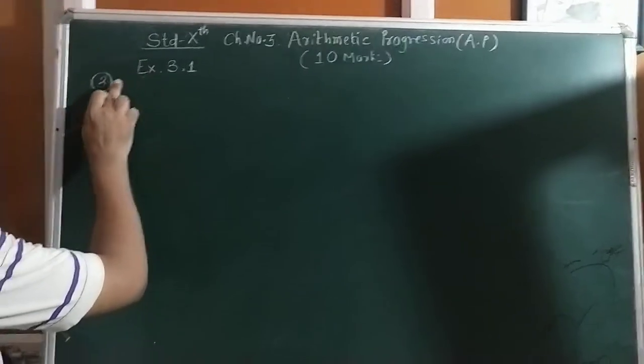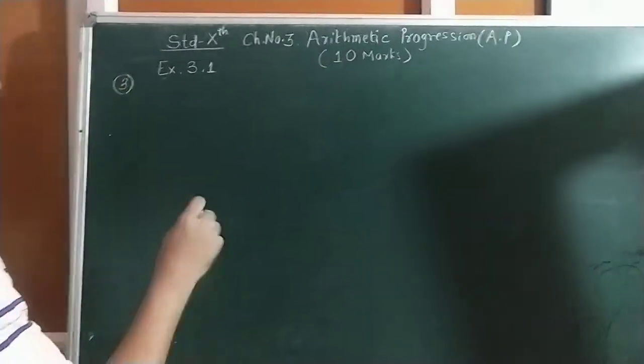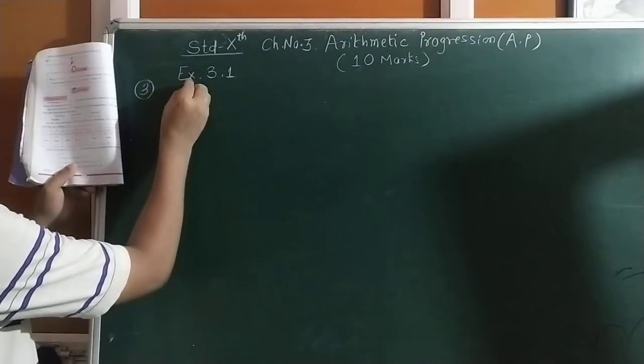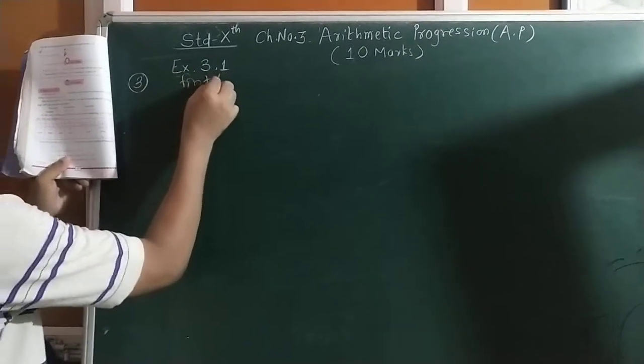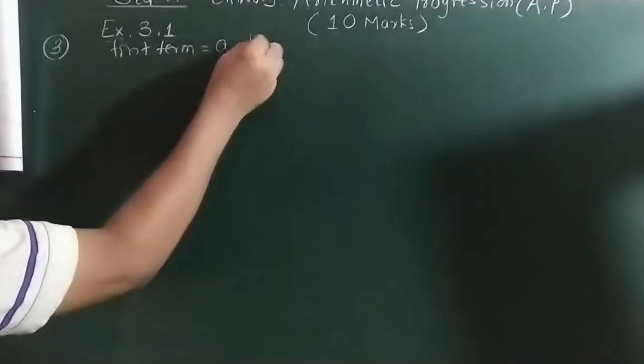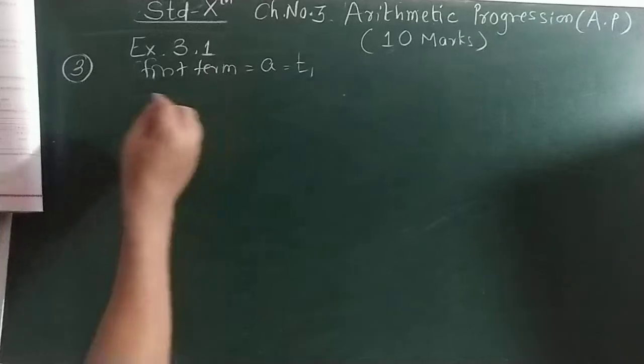Yesterday we completed the first and second part. Now third part, exercise number 3.1. Find the first term. What do they ask? Find the first term. First term is what? Small a, or it is called T1. 1 for first and T for term.